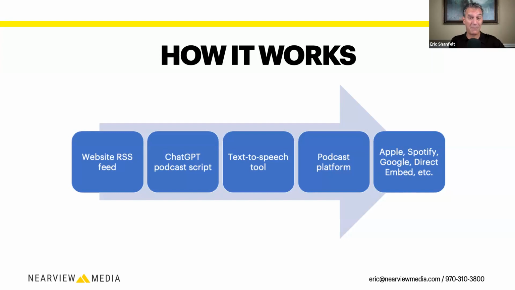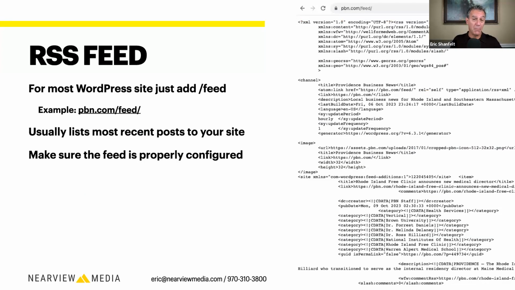So let's talk first of all about your RSS feed. For most of us who are on WordPress, if you just add /feed to your website, you can see what your RSS feed looks like, right? So here's Providence Business News, pbn.com/feed. Here's their RSS feed. This will usually list the most recent posts to your site, unless you've got it configured to do something different.